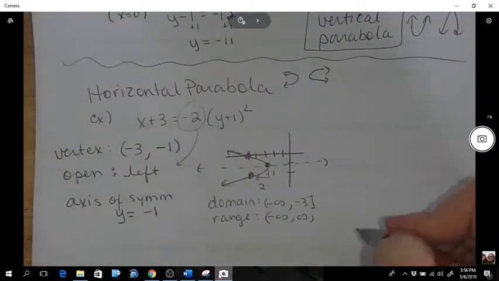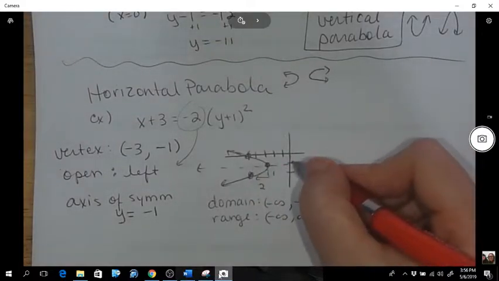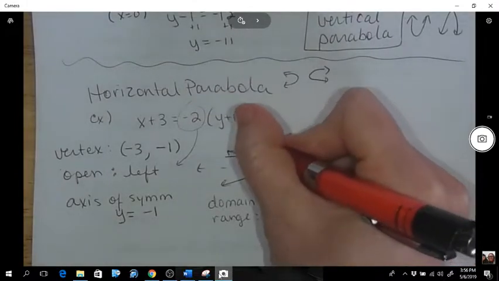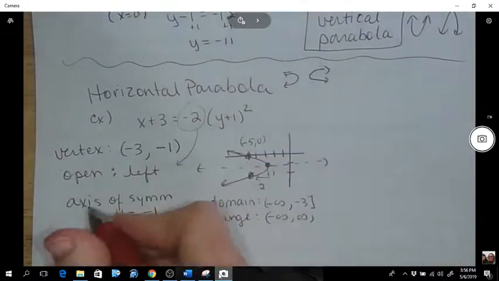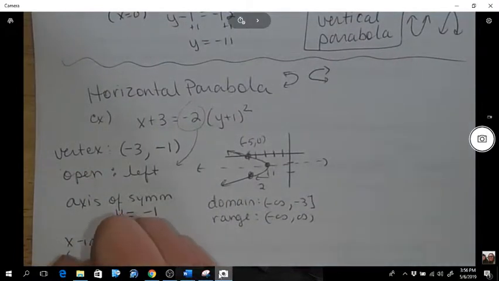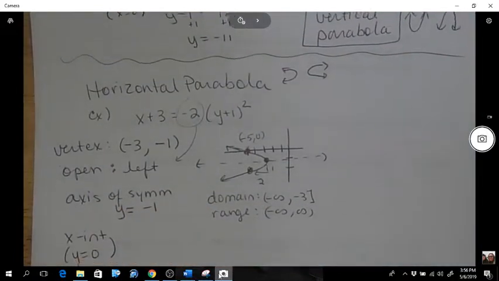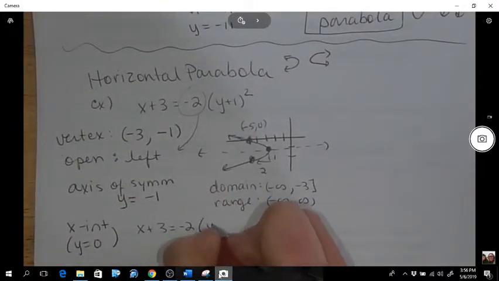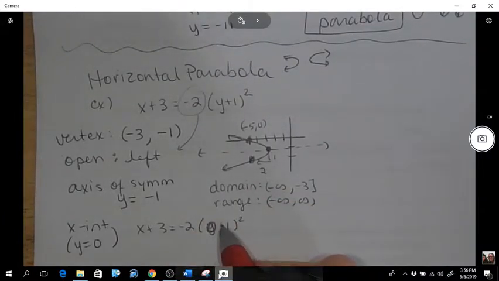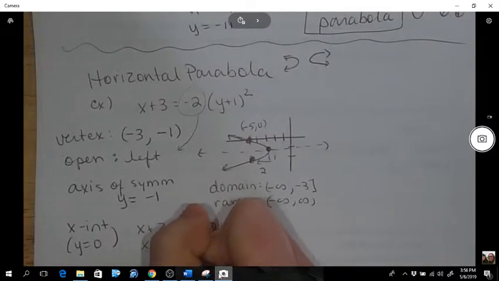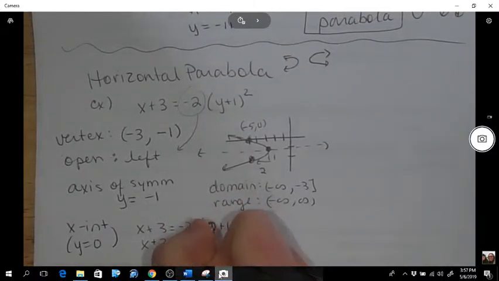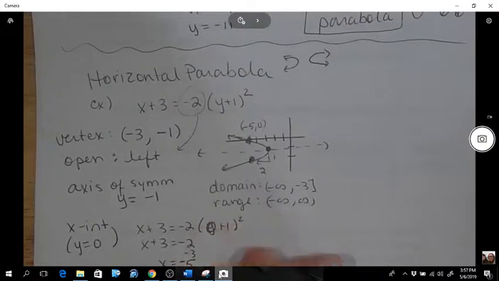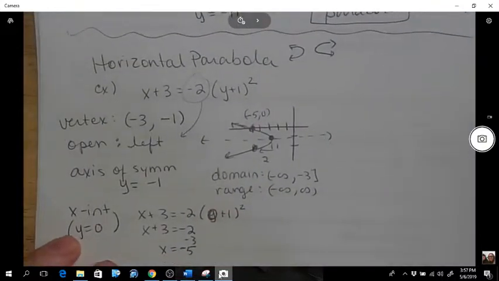And I might ask where the x-intercept is. And you can clearly see this one at negative 5 is the x-intercept. But I might ask for that. So there you would set the y to 0. So x plus 3 equals negative 2 (0 plus 1) squared. So 1 squared is 1 times negative 2. And then we need to subtract 3. Okay, so we validated that.